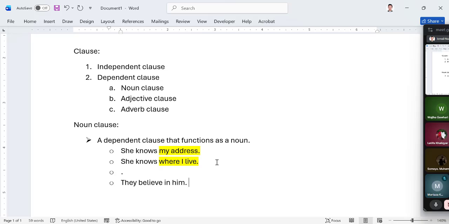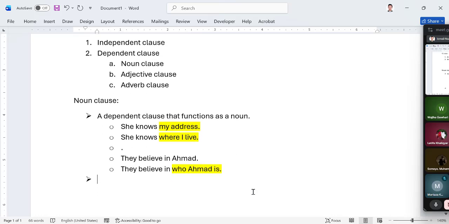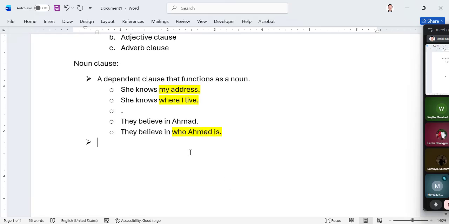So here we have him, or if I use Ahmad. So if I say they believe in who Ahmad is, instead of one word, we can say one clause. They believe in who Ahmad is. So here we have the noun clause in this sentence. Now, up to here, we have the noun clause and how it functions. It functions like a noun. It may be replaced with a noun instead of using the noun repeatedly.